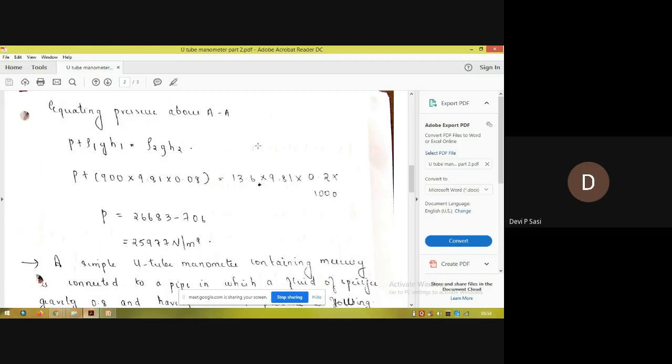So take the LHS towards the RHS and subtract it. It becomes 13.6 into 9.81 into 0.2 into 1000 minus 900 into 9.81 into 0.08. So it becomes 25977 Newton per meter square. The SI unit of pressure is Newton per meter square or Pascal. That is about the first problem. You should work out this problem and check whether you are obtaining the same answer.